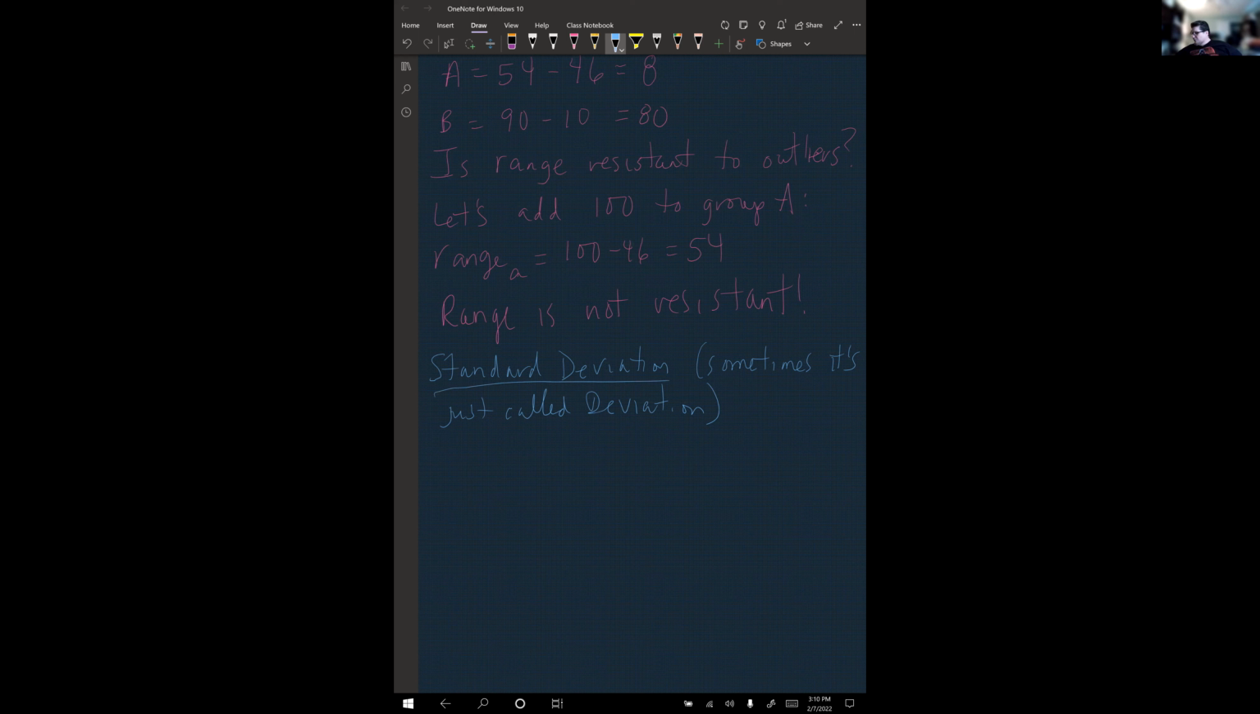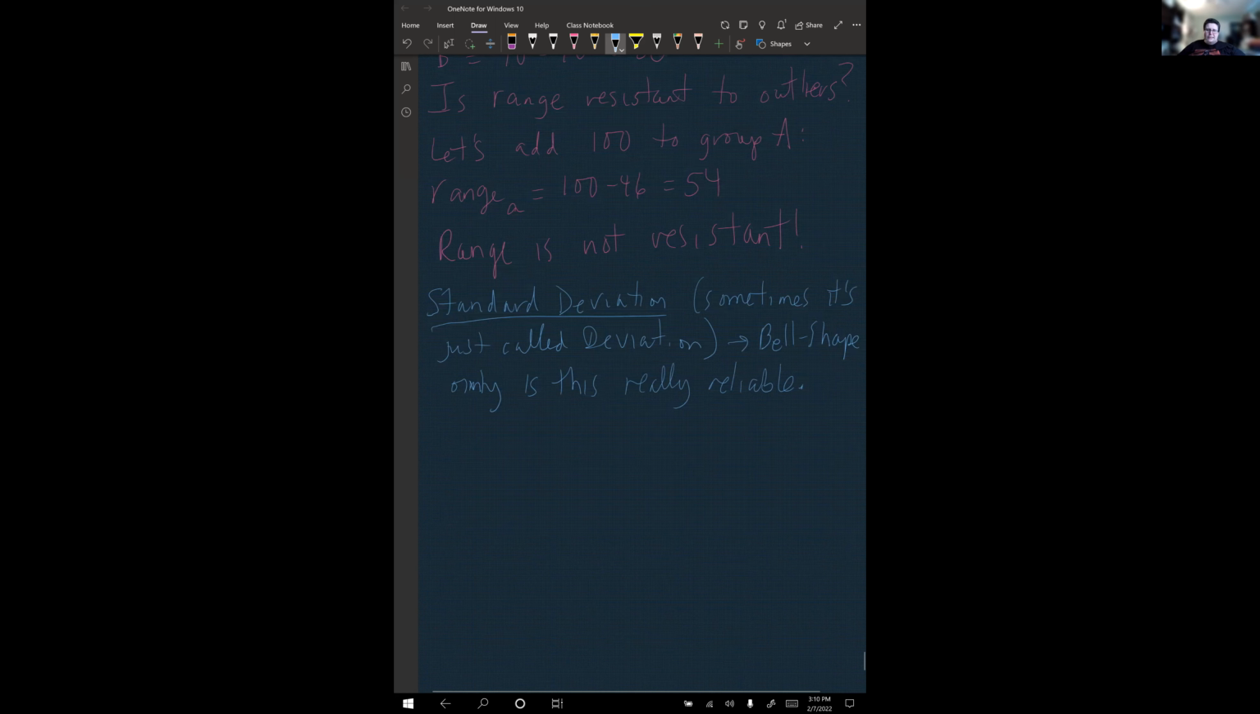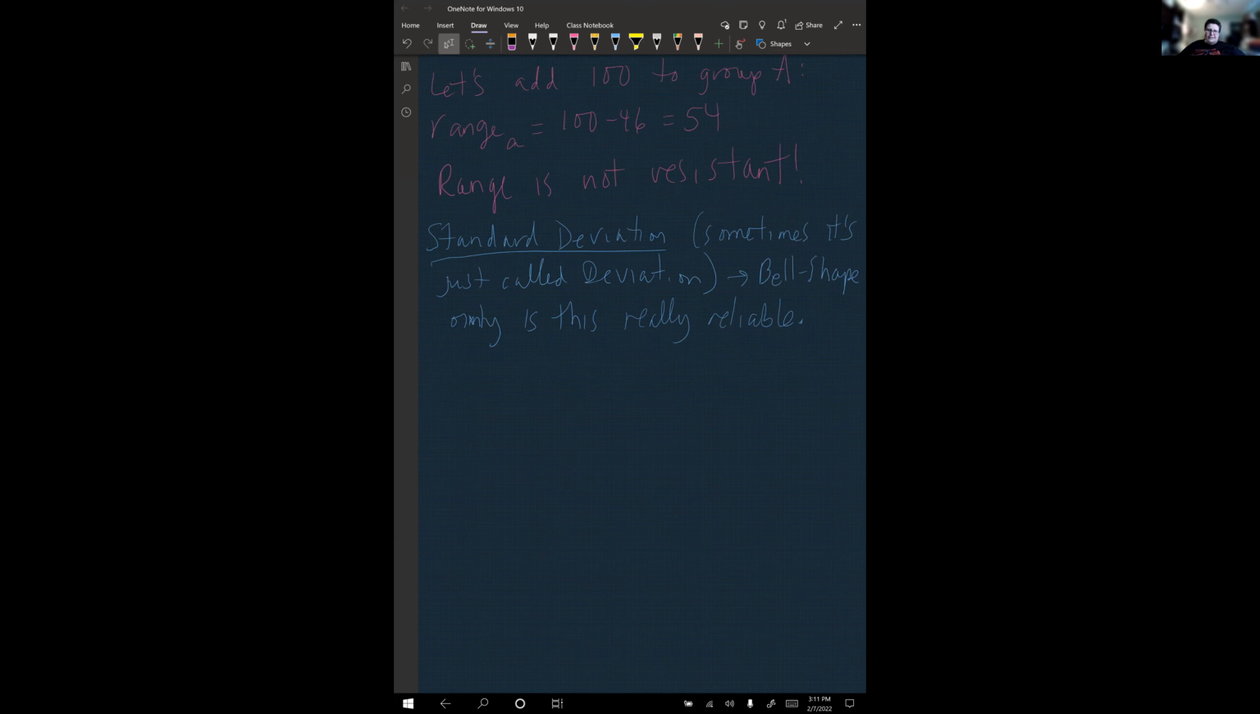It's important to know this is for bell-shaped only. Is this really reliable? And we'll show what you can use for non-bell shape today as well. But the more skewed it is, the less the standard deviation is a good measure of what we're doing here.